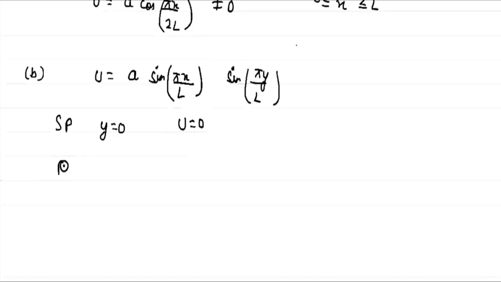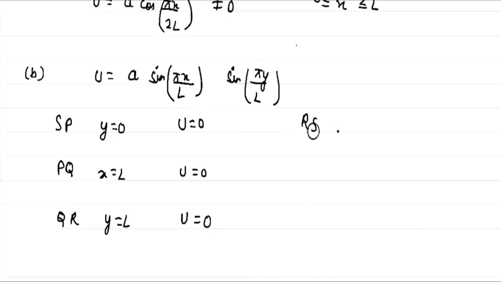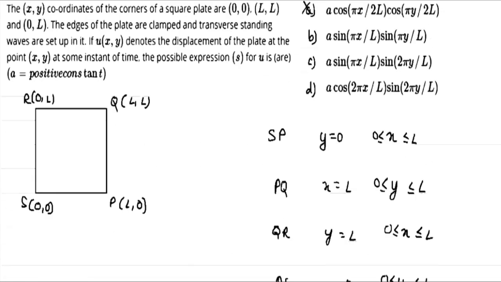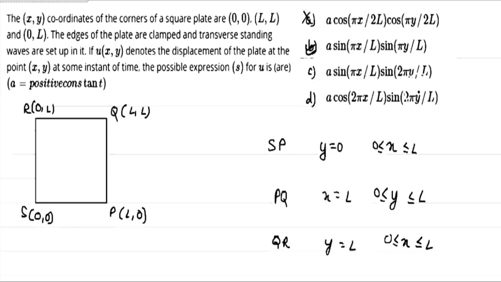Similarly, if we check for PQ, for the surface PQ, x would be equal to L. If you put x equal to L into this expression, it would turn out to be sine pi, and sine pi is 0, so u would be 0. Now if we check for QR, y would be equal to L. If you put y equal to L, it would be sine pi, and sine pi would be 0. And at the last we check RS. For RS, x would be equal to 0. If we put x equal to 0, again u would be 0. That means at each and every edge, this is satisfying our condition, so B would be one of the correct options. Similarly, we check for the C option.